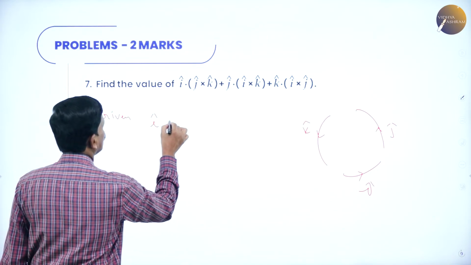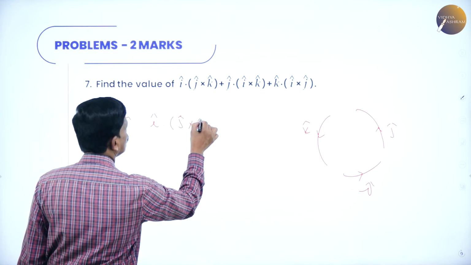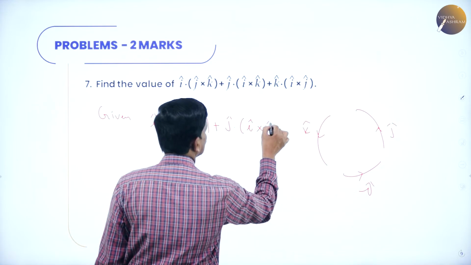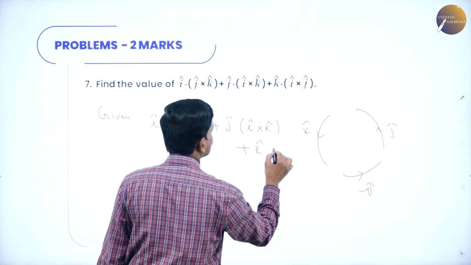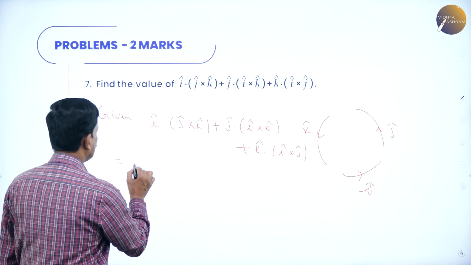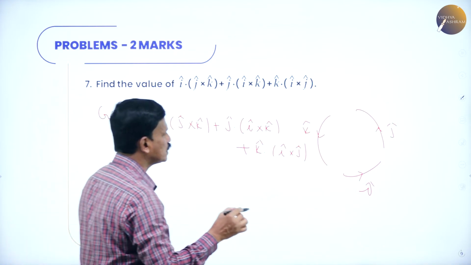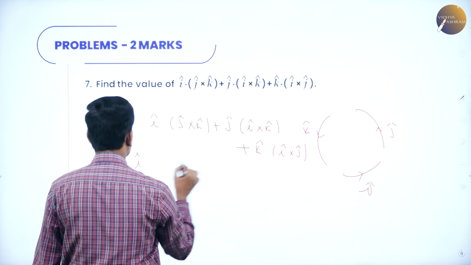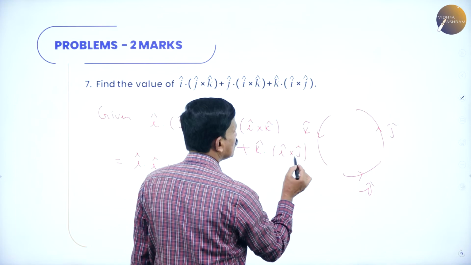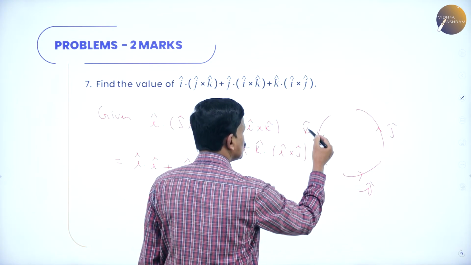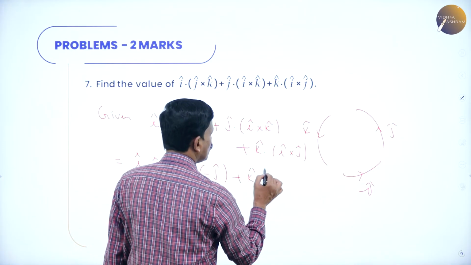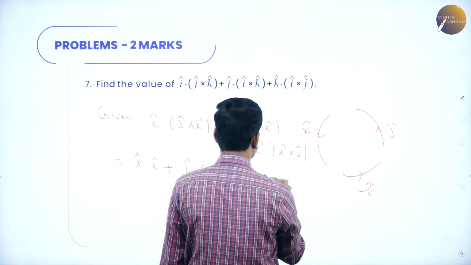Given i dot (j cross k) plus j dot (i cross k) plus k dot (i cross j). Now this is equal to i dot, now j cross k, j into k is nothing but i, the cyclic order is i, plus j dot (i cross k), i and k, this is in the reverse order, so this can be written as minus j cap, plus k dot (i into j), i cross j is again k cap.